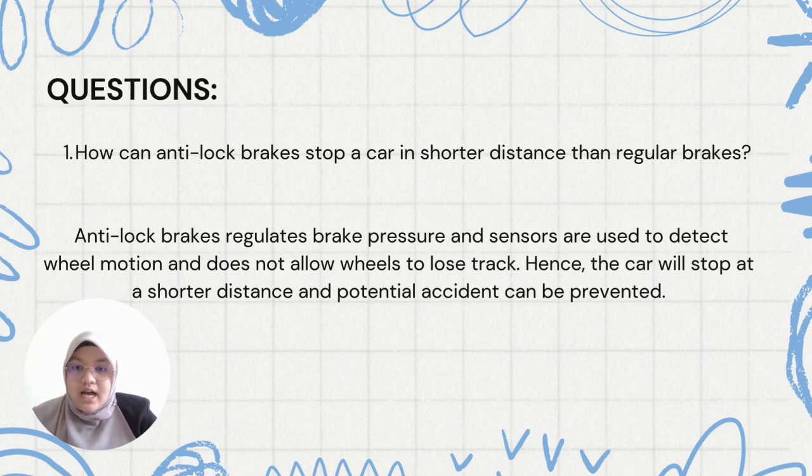So number one, how can anti-lock brakes stop a car in a shorter distance than regular brakes? Anti-lock brakes regulate brake pressure and sensors are used to detect wheel motion and do not allow wheels to lose traction. Hence, the car will stop at a shorter distance and potential accidents can be prevented.